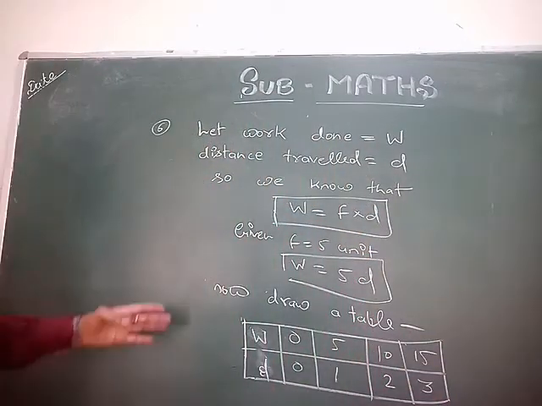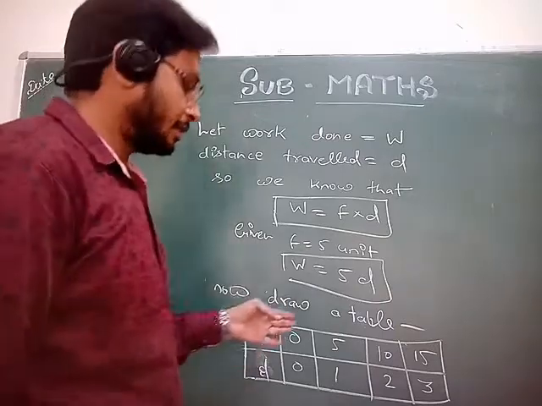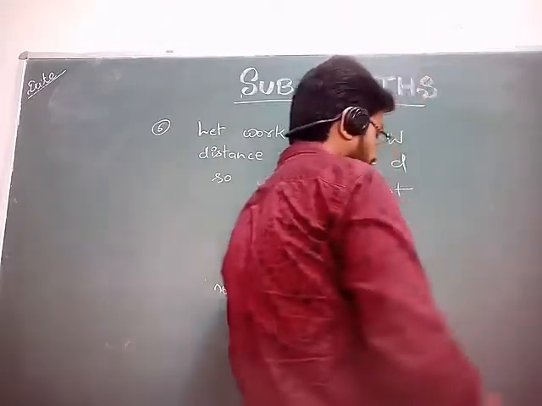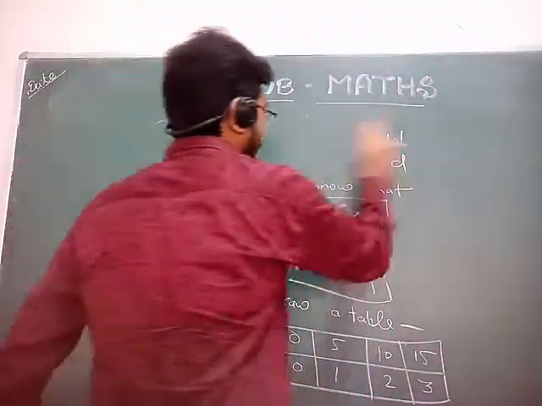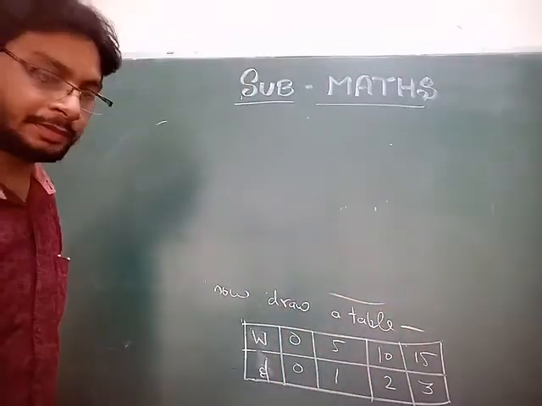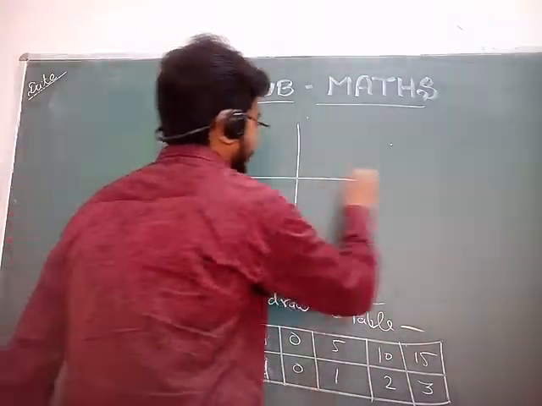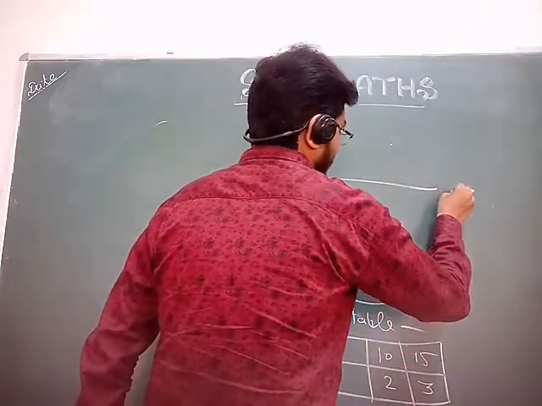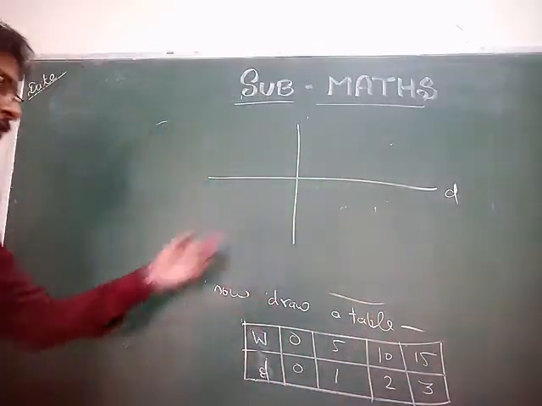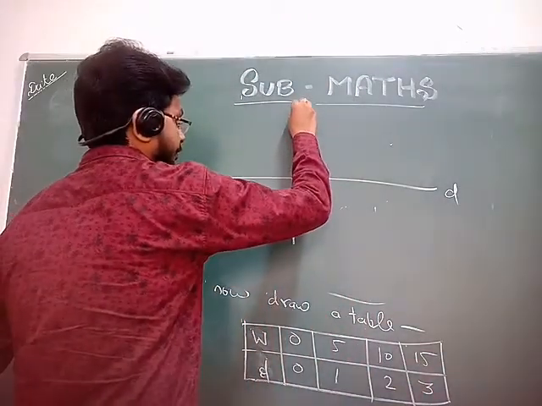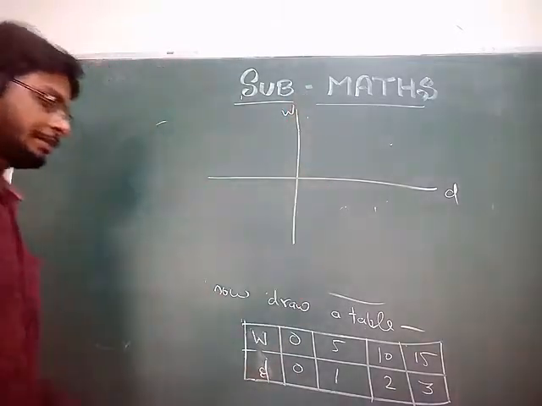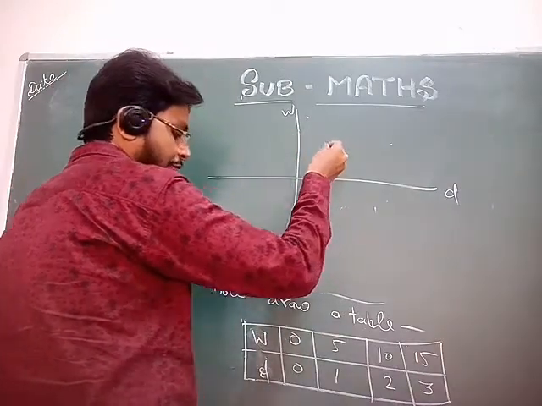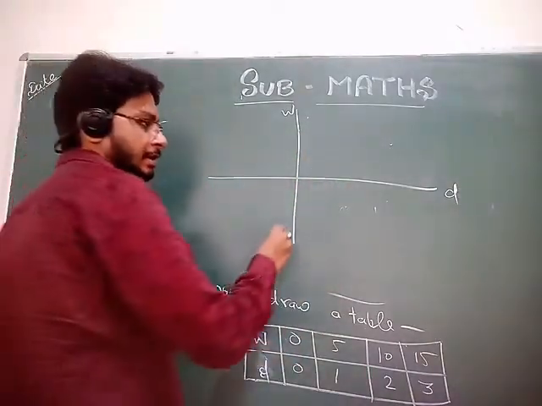Now you will draw a graph for this equation. How will you draw a graph for the given equation? That is very simple. You can take distance on the x-axis and work done on the y-axis. Here you should take equal intervals. आपको equal interval लेना है.